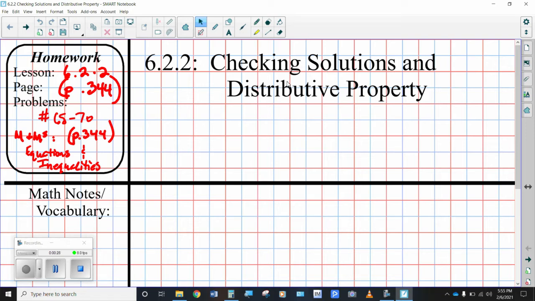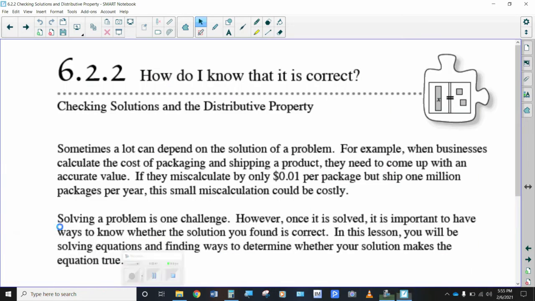Remember the 5D process, how the fourth D was to decide whether or not your answer is correct before you officially declare it. Well, that's what the checking of the solutions is all about. So sometimes a lot can depend on the solution of a problem.